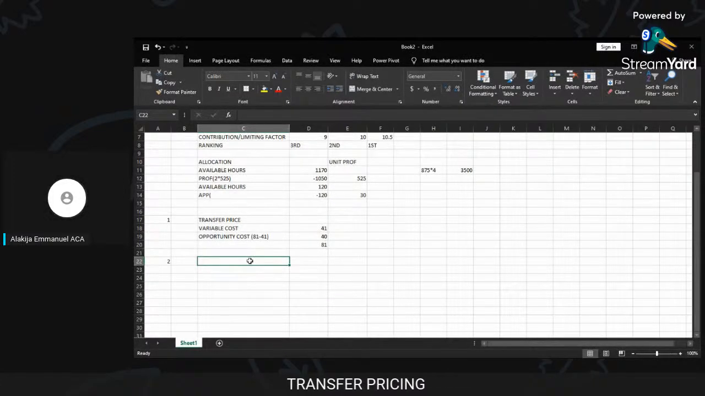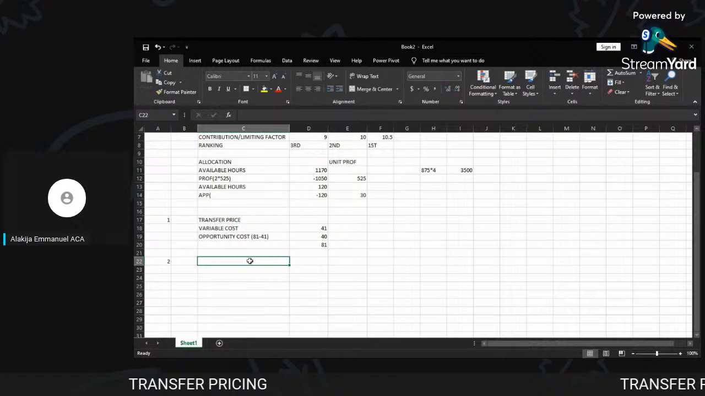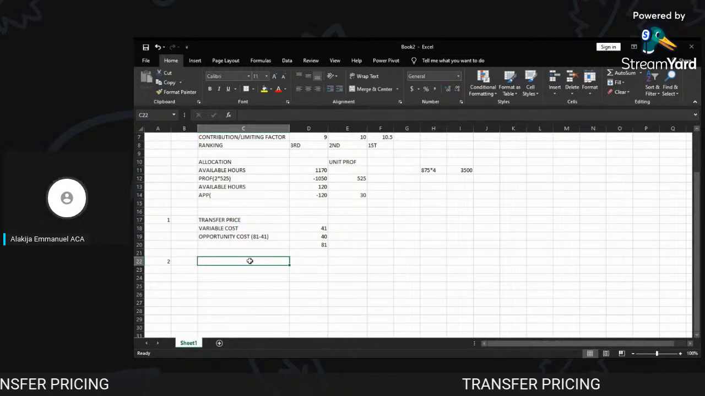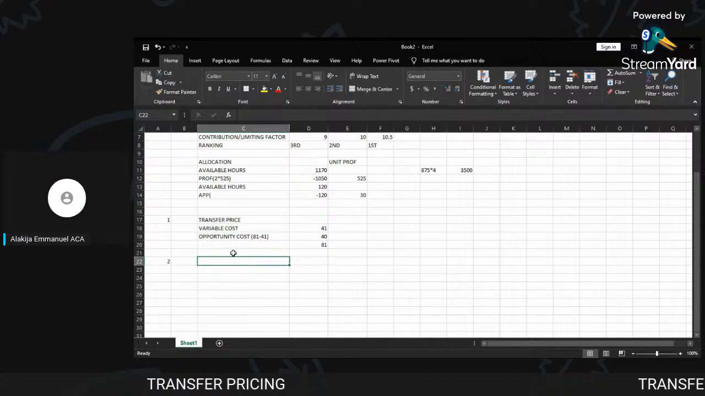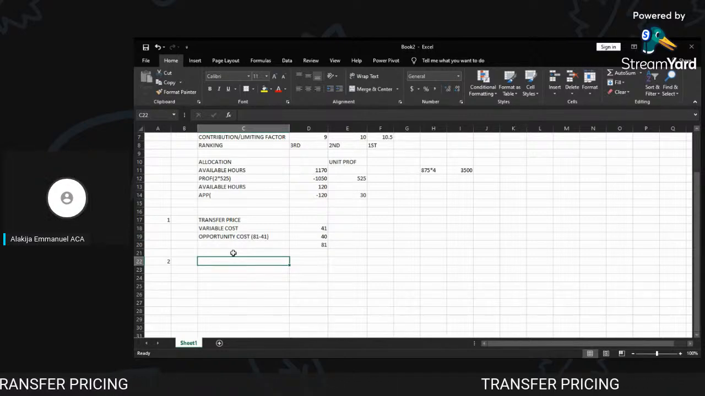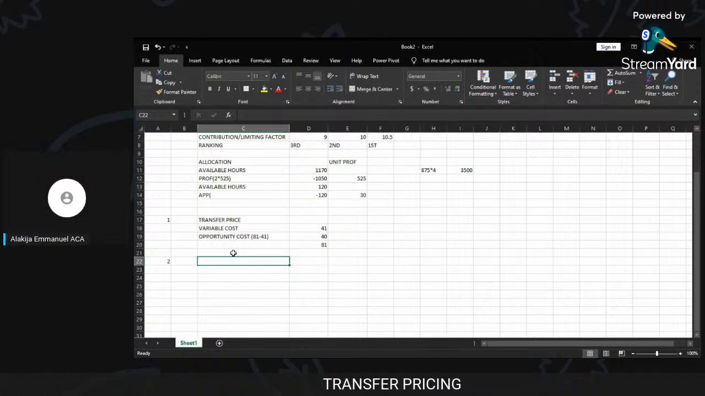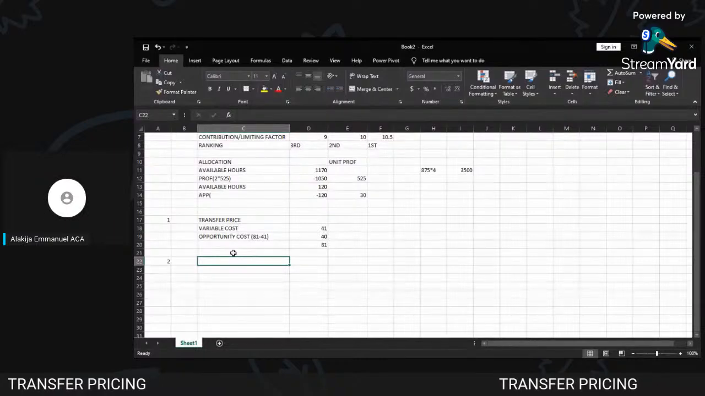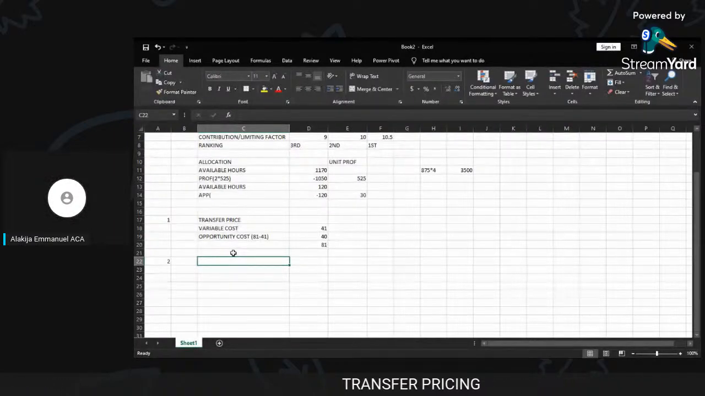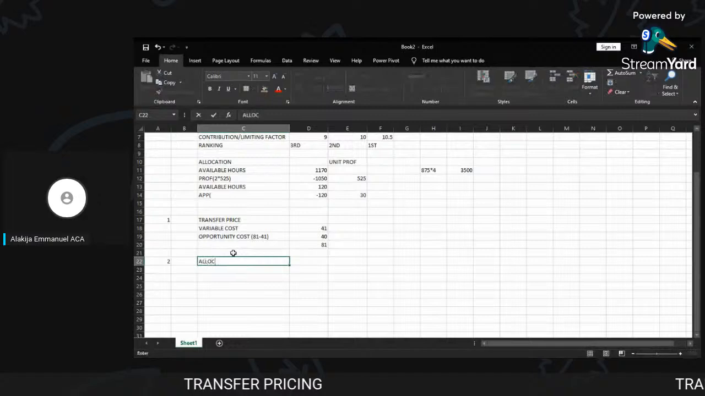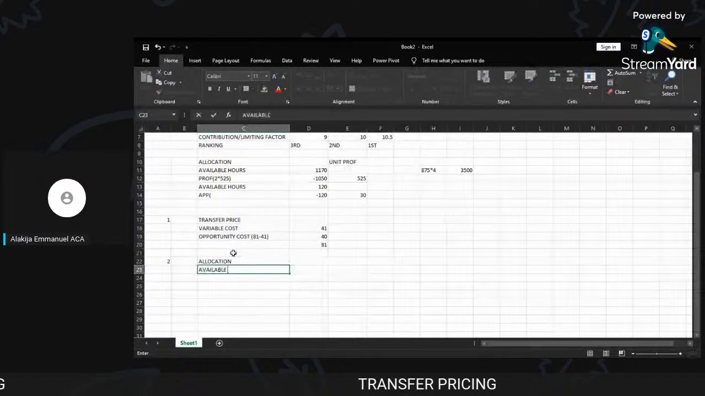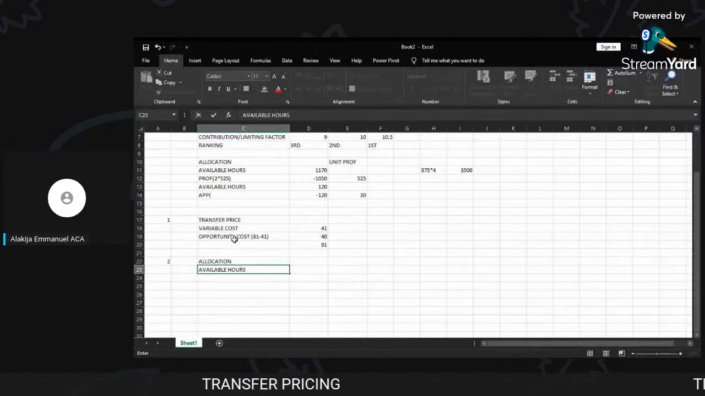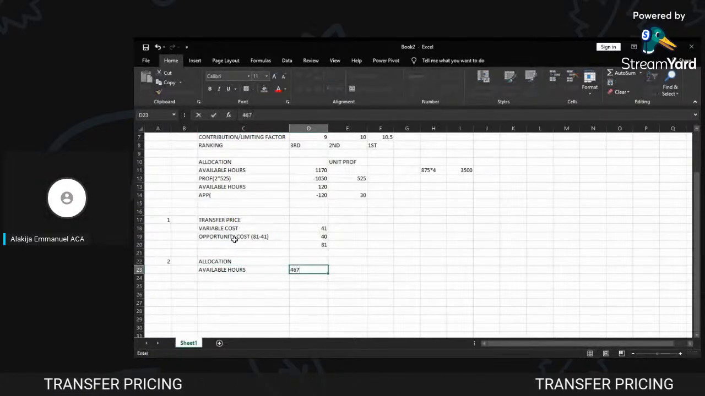Now, they said the available hours in Ensign division has been increased to 4,670. So if we have 4,670, we have to do our allocation again. So we go again and say allocation, the available hours is 4,670.